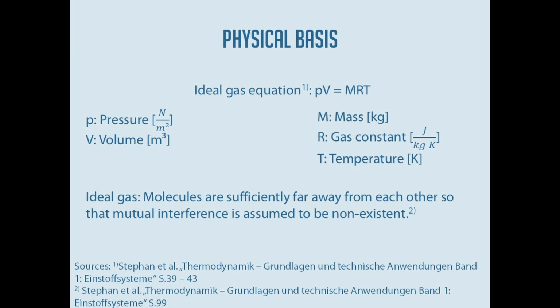R is the general gas constant, which has a somewhat unusual unit, joule per kilogram Kelvin, and the temperature T in a not so common unit, namely the Kelvin. We will come back to this in a moment.